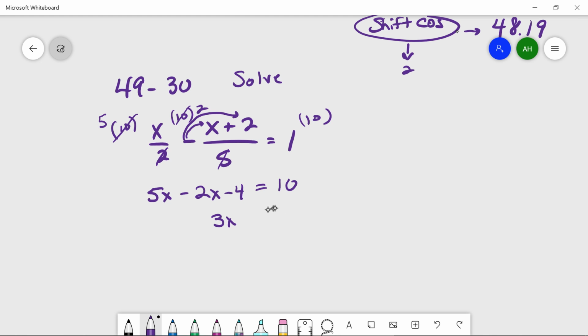The 4 is going to move over there. I divide both sides by 3, and I get that x equals 14 thirds. Hopefully that helps.